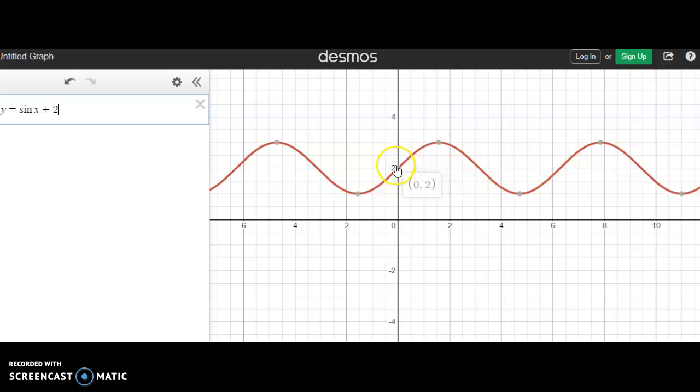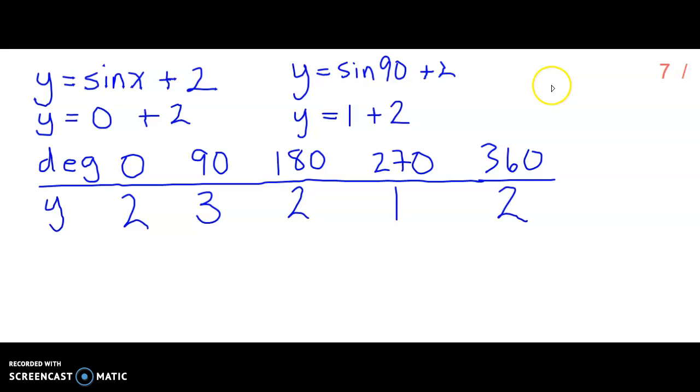Well, of course, it's where we are at 0. So our new midline is, gosh, that's ugly. I'm sorry about my handwriting, but the new midline is at y equals 2. That's the midline. The new midline, I should say, for good measure.